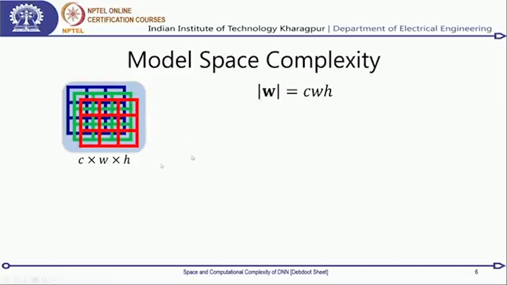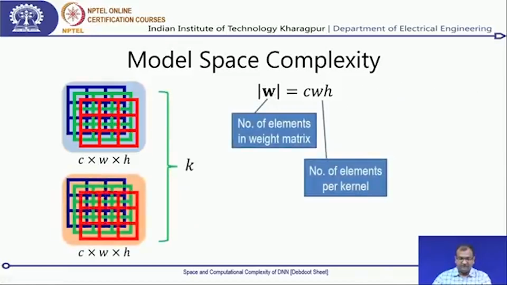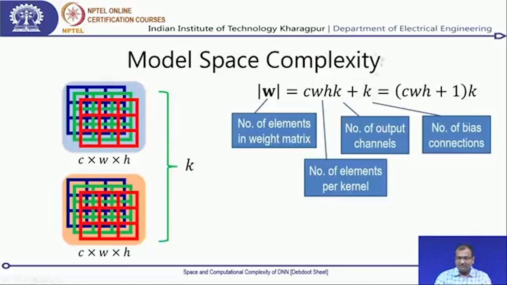Just for it, if you have an input number of channels equal to c, and the width and height as w and h, then your total space taken just for storing one kernel is equal to CWH. Now, if I have k number of such kernels, there will be another extra factor k, which is the total number of kernels or the output channels. Now, associated with each channel there is also a weight, there is also a bias, as we had in a fully connected network.